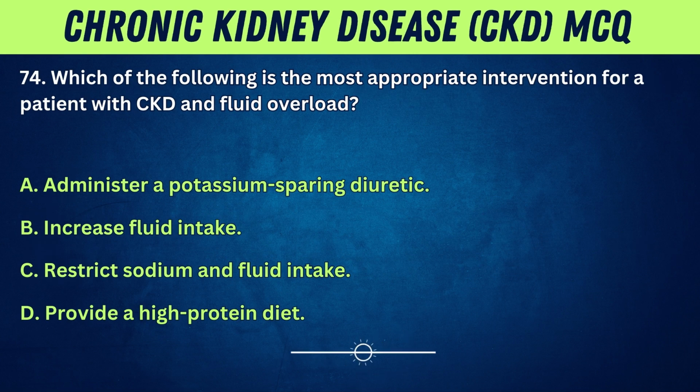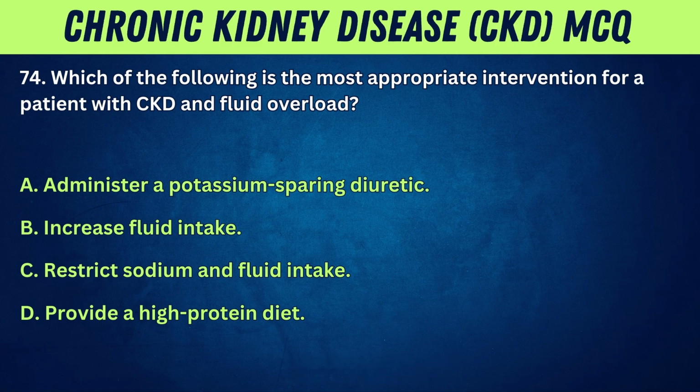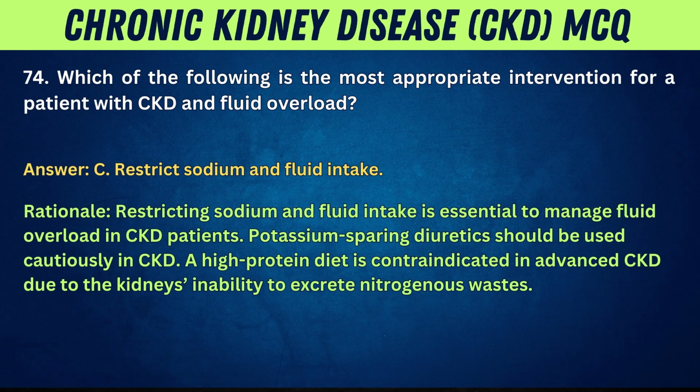74. Which of the following is the most appropriate intervention for a patient with CKD and fluid overload? A. Administer a potassium-sparing diuretic. B. Increase fluid intake. C. Restrict sodium and fluid intake. D. Provide a high-protein diet. Answer: C. Restrict sodium and fluid intake. Rationale: restricting sodium and fluid intake is essential to manage fluid overload in CKD patients. Potassium-sparing diuretics should be used cautiously in CKD.